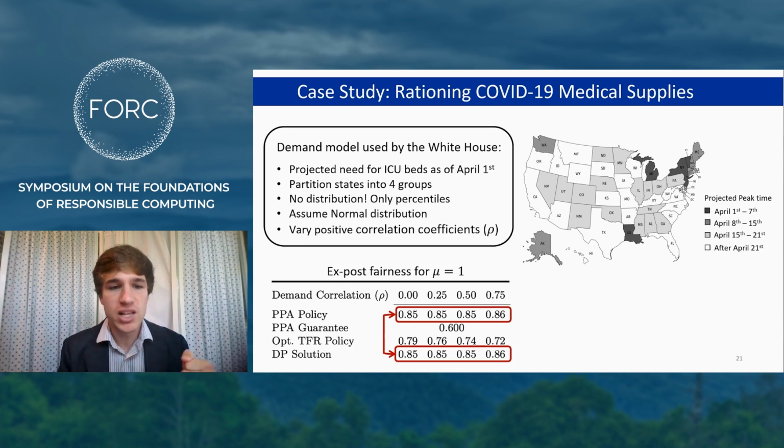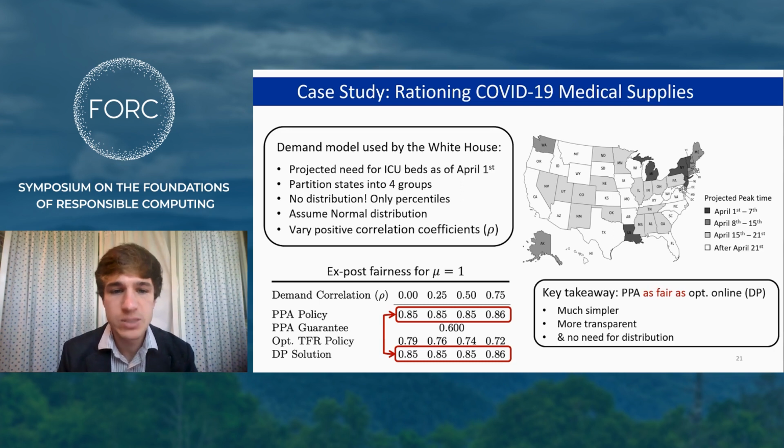And I want to emphasize that our policy performs significantly above its guarantee, significantly above the optimal TFR policy, and essentially equivalently to the dynamic programming solution. Now, it achieves this performance despite being much simpler, more transparent, and does not need this distributional information or assumptions.